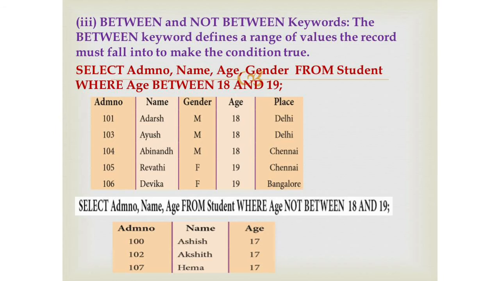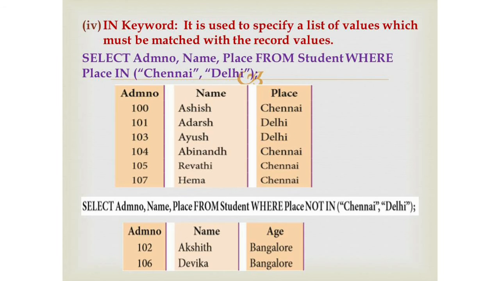By this example, you can retrieve the records of 100 Ashish 17, 102 Ashit 17, 107 Hema 17. Okay, not between is just opposite to between keyword. Clear? Now we'll see about the in keyword. The in keyword is used to specify a list of values which must be matched with record values. In other words, it is used to compare a column with more than one value. That is, it is similar to an OR condition, whether the particular record is either this or that.